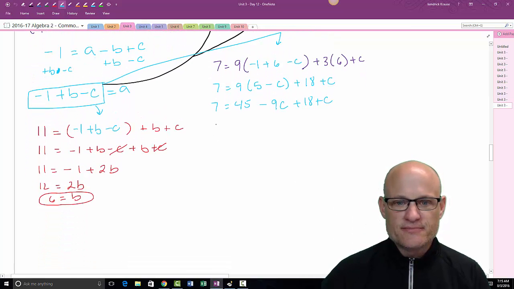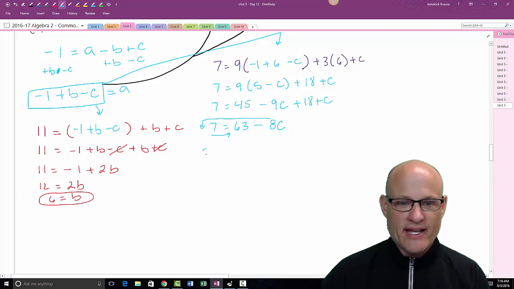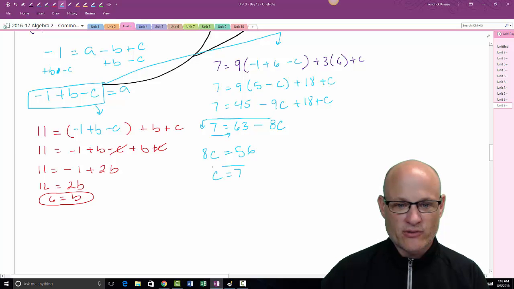Let's clean things up on the right. So we get 7 is equal to 45 and 18. 45 and 20 would be 65. So this would be 63 minus 8c. Well, I'm going to bring the 8c over here because I hate having negatives. And I'll bring the 7 back. So I get 8c equals 56. So c looks like it's equal to 7.